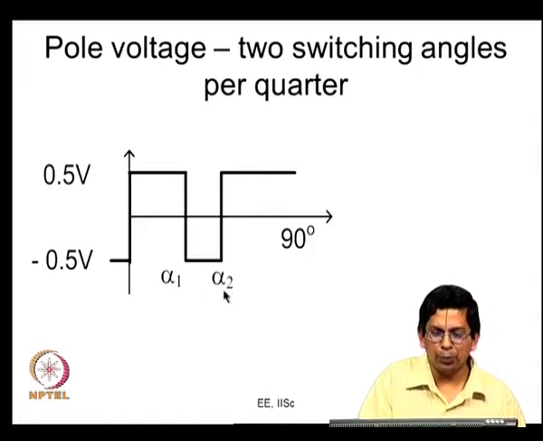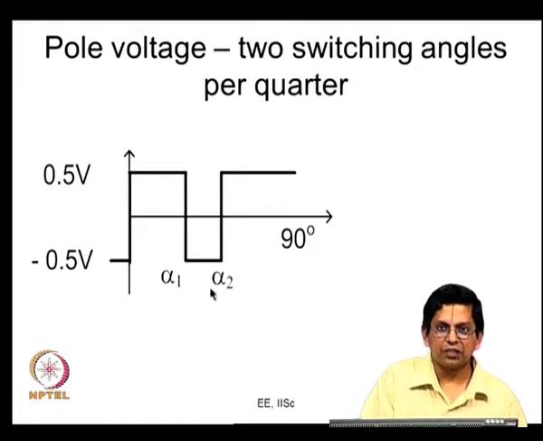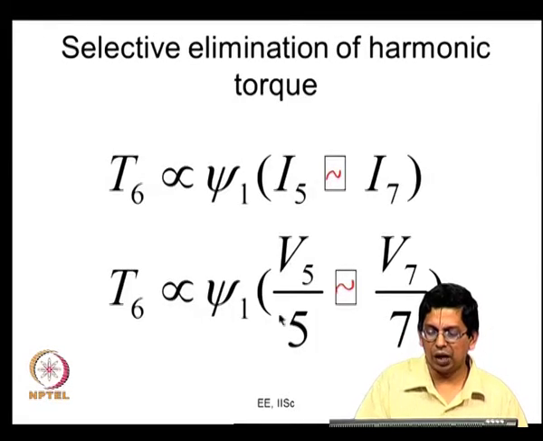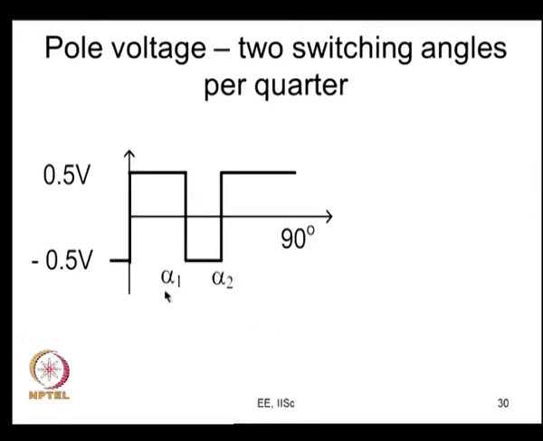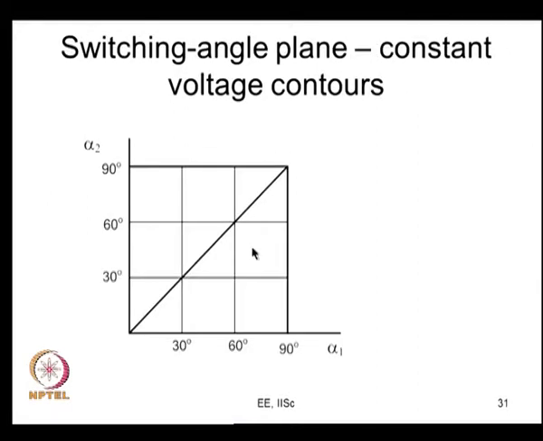The same way, the only procedure that I am suggesting is, the first equation is V1 is the desired value. The second equation, instead of saying V5 is equal to 0, we will say T6 is equal to 0, or V5 by 5 minus V7 by 7 is equal to 0. That should be the second equation. If you use those two equations and solve for this alpha 1 and alpha 2, you will be ending up with this sixth harmonic elimination.